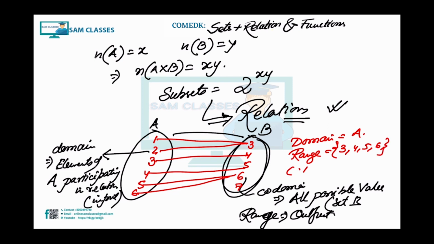And the codomain will be all possible values. So set B, that is equal to what? 3, 4, 5, 6 and 7. So nothing to be afraid of in this chapter. Pretty simple chapter it is.